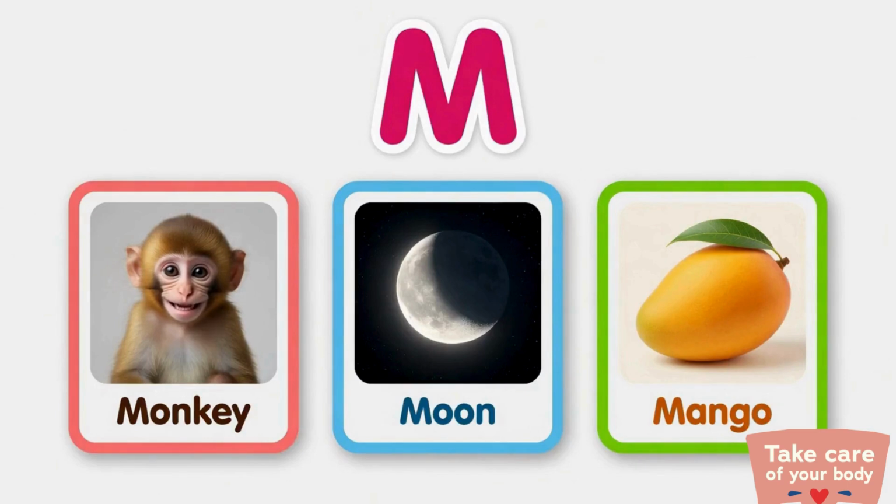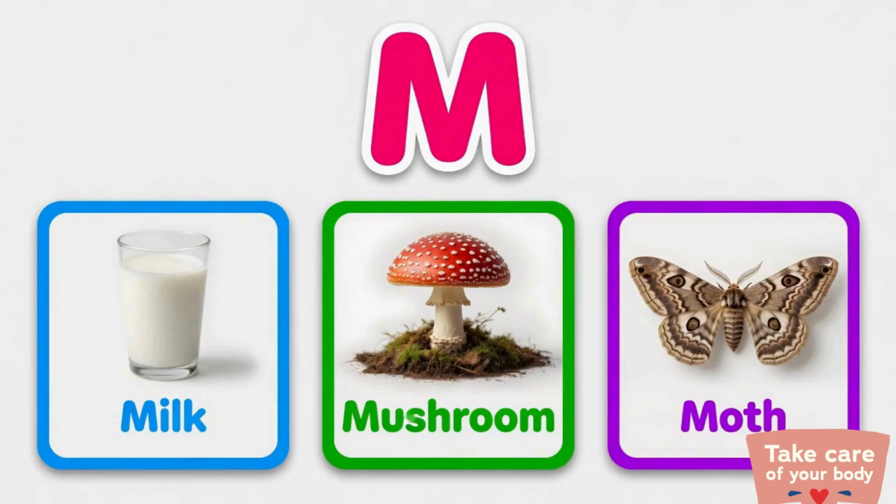This is the letter M. M is for monkey. M is for moon. M is for mango. M is for milk. M is for mushroom. M is for moth.